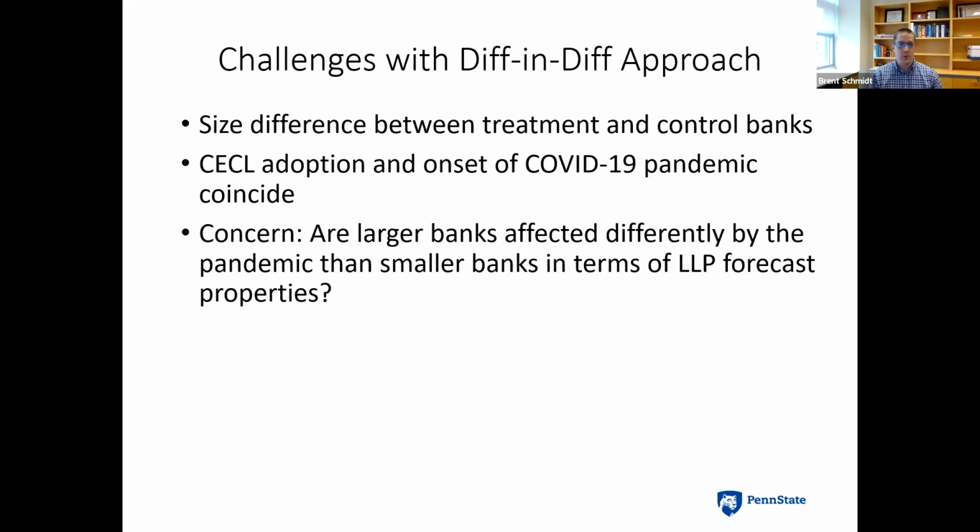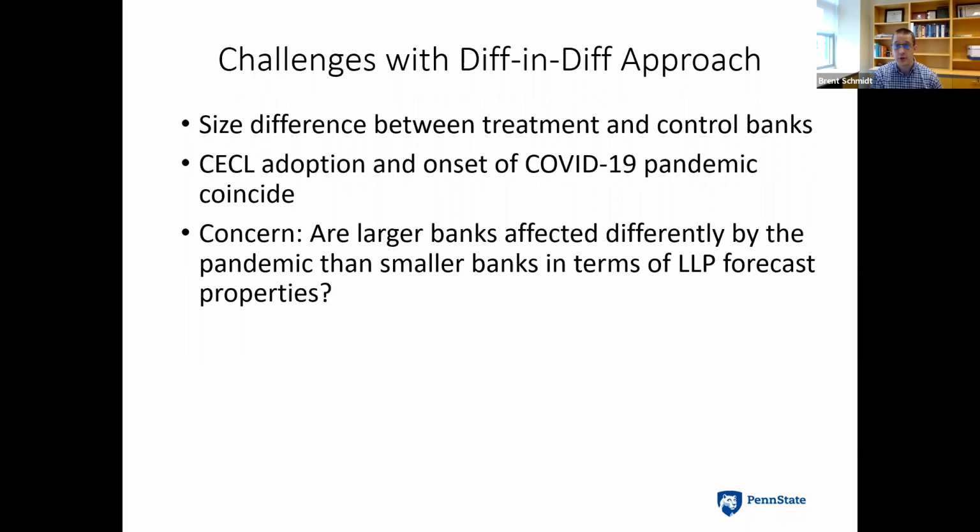Really the key issue is the way that CECL is implemented: the treatment banks, or banks adopting CECL, are essentially larger banks, and the control banks, the ones that have not yet adopted CECL, are smaller in size, right? And we also know that CECL adoption and the onset of the COVID-19 pandemic coincide. So I think the main concern is that the pandemic differentially affected treatment and control banks.